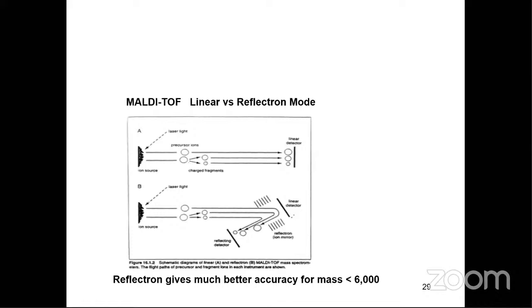fragment is determined. So sometimes you have a linear type of design, as you can see here, okay? Or you could have a reflected mode, okay? This reflected mode gives a better accuracy because the traveling time is much larger. So depending upon the mass, the time it takes to reach your target or your detector is more. So based on the time it reaches the detector, one says that the mass is proportional to that. So that's called time of flight. That's a type of detector.